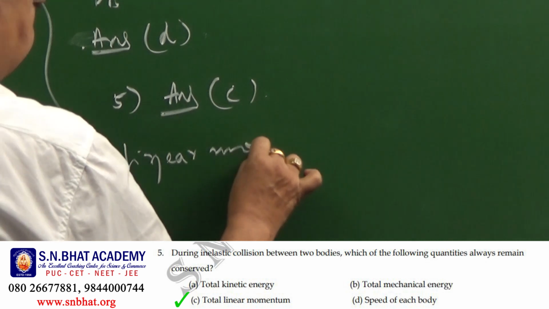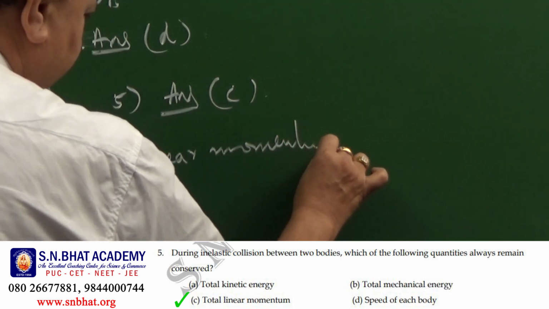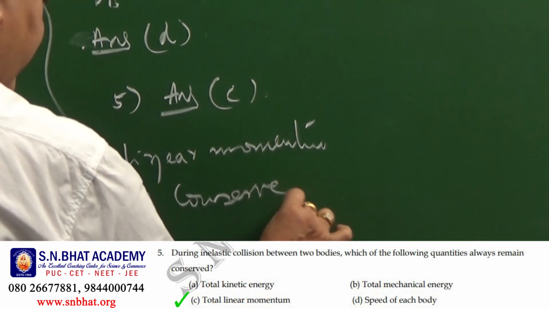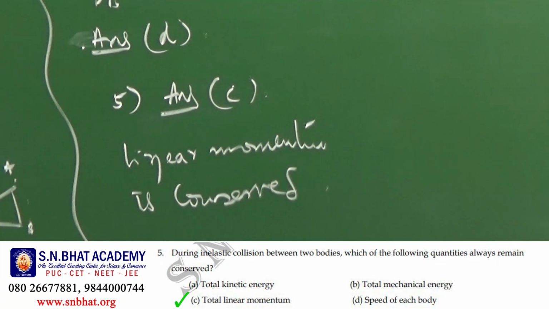The total linear momentum is conserved, but the energy is not conserved. So here linear momentum is conserved, but kinetic energy or the energy is not conserved.